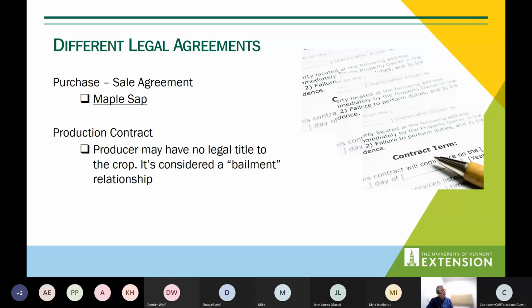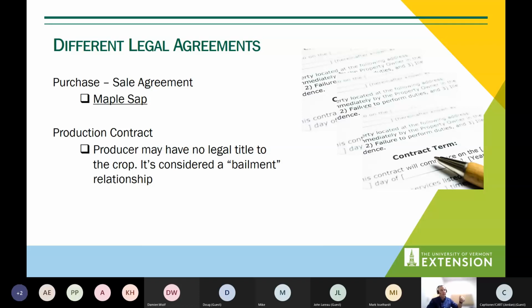The second example here is a production contract. This is something that we probably, for better or worse, are familiar with hearing about poultry contracts, let's say. There is the potential to develop a binding contract, a binding agreement between two parties. And in the essence of a production contract, it's really notable that the producer may actually have no legal title to their crop. The agreement needs to be established in advance of the production process.